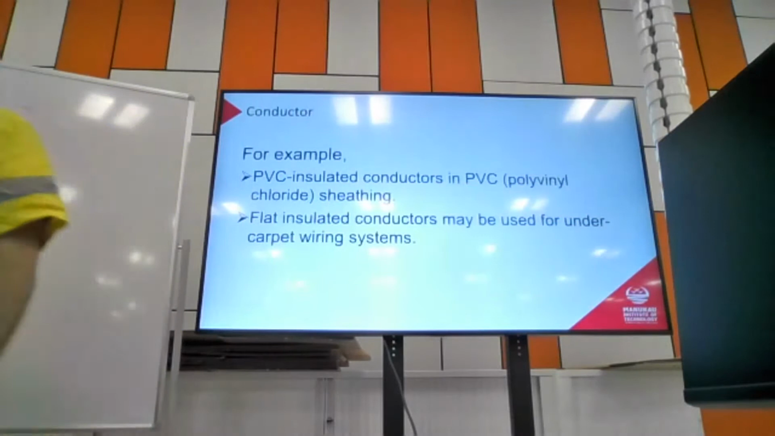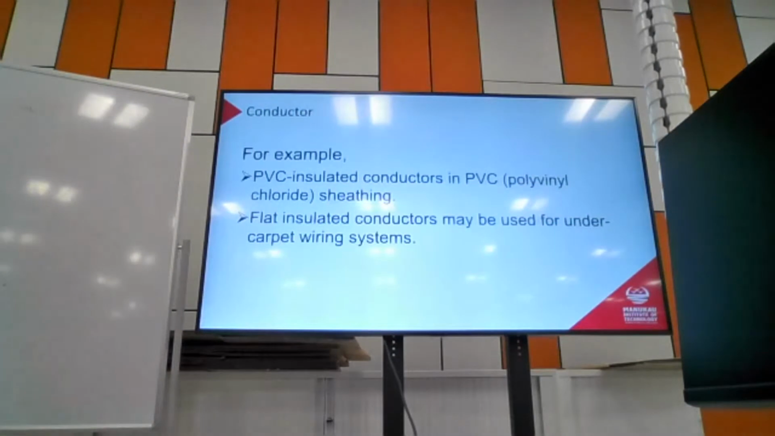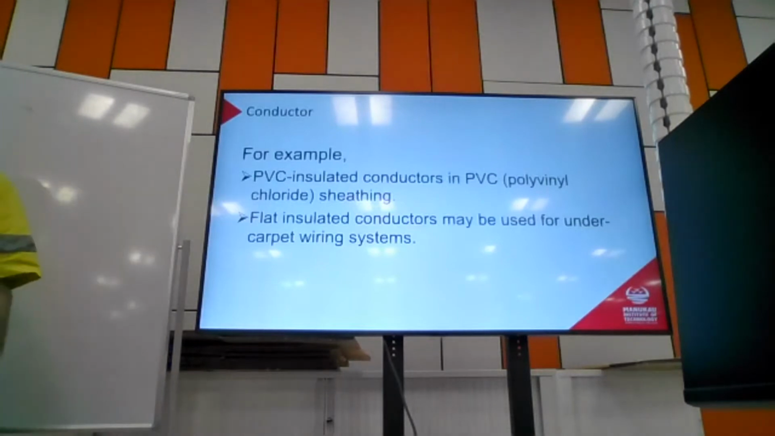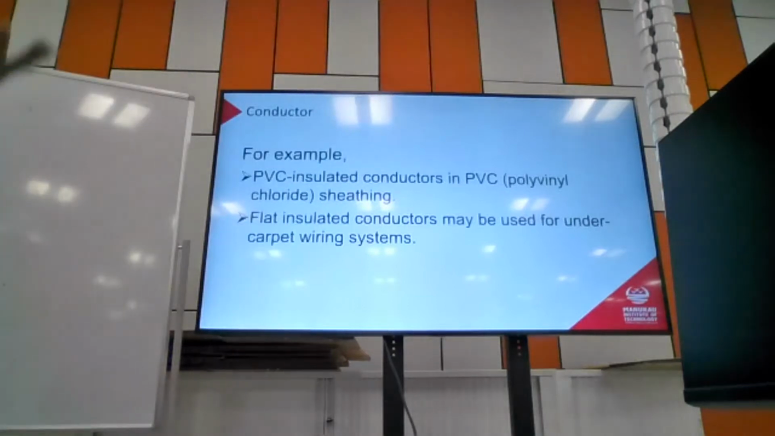Jeez, I feel like we skipped something there. For example, a conductor is a PVC insulated conductor in PVC sheathing. What's an example of a PVC insulated conductor in PVC sheathing? Normal cable, yeah, just any normal cable, any TPS, any flexible cable, all of the cables on your desk for the computers and the monitors, that's all just PVC insulated conductors in a PVC sheath.